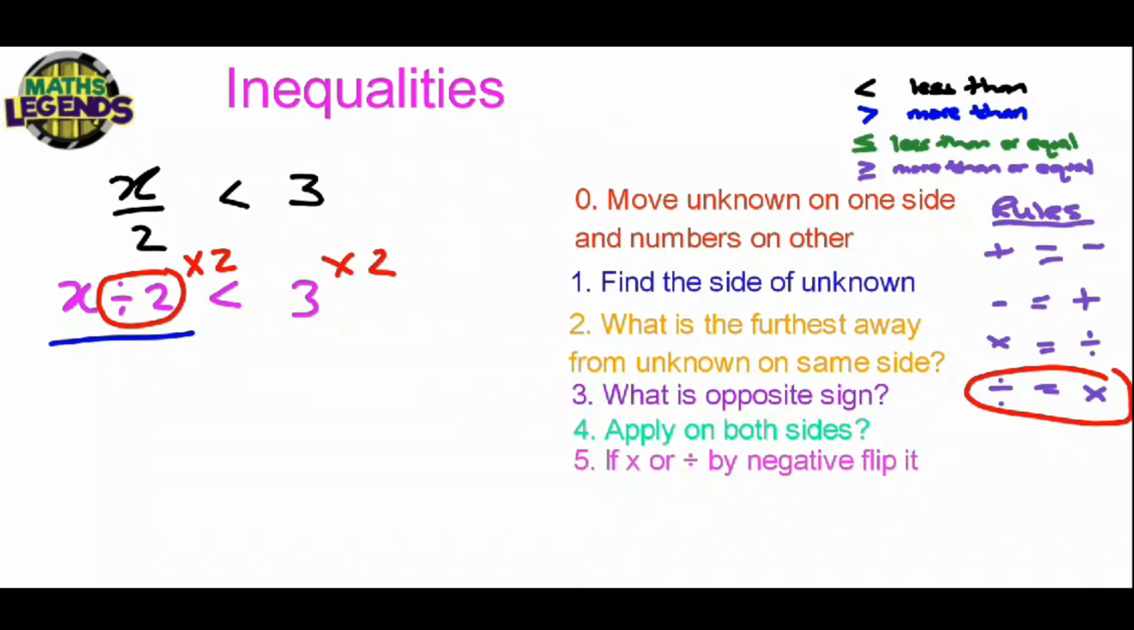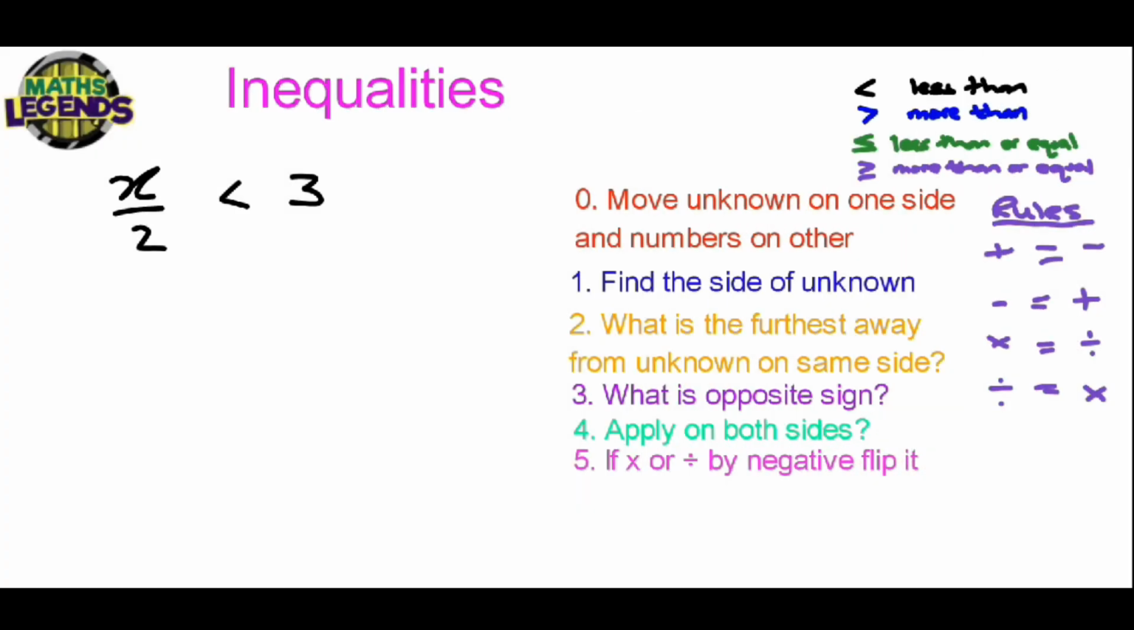And we simplify. So x divided by 2 is 1, so we don't change that. 2 divided by 2 is 1, so it's just x. And 3 times 2 is 6. Now notice we didn't change the sign as we didn't multiply or divide by a negative. So answer here is x is less than 6. Now let's look at another example.